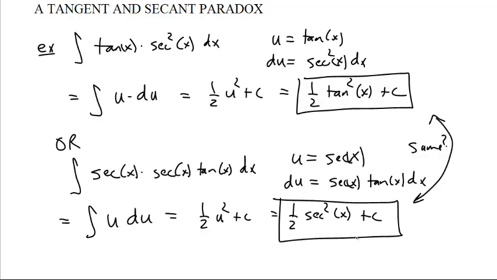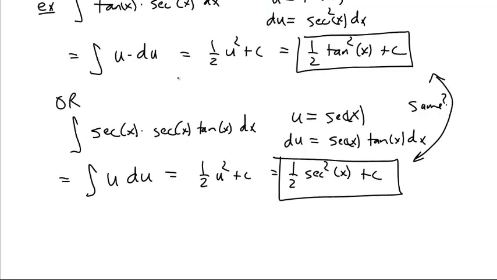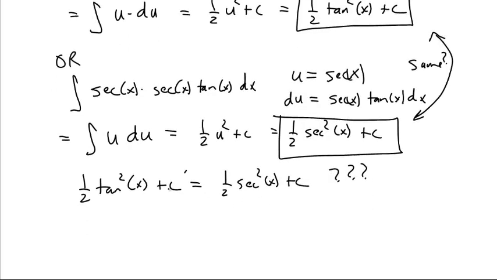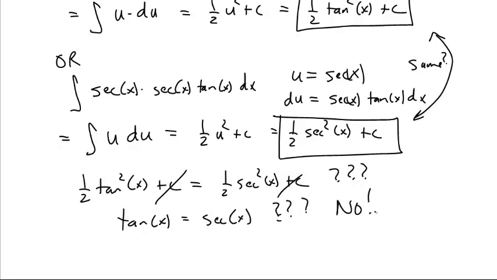If we take the derivative of 1/2 secant squared, the 2 cancels out with the 1/2. We're left with secant times the derivative of secant, which is secant tangent. Secant times secant tangent is secant squared tangent of x. They both work. But the question is, is 1/2 tangent squared of x plus c equal to 1/2 secant squared of x plus c? And if so, does that mean we can subtract the c from both sides, multiply both sides by 2, take the square root, and get that the tangent is the same thing as the secant? The answer is no. No, they're not.